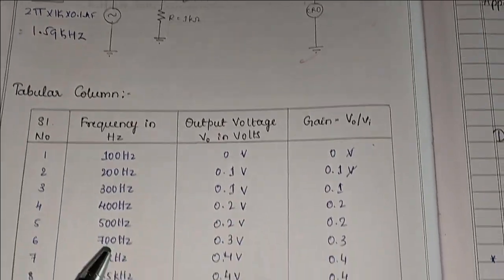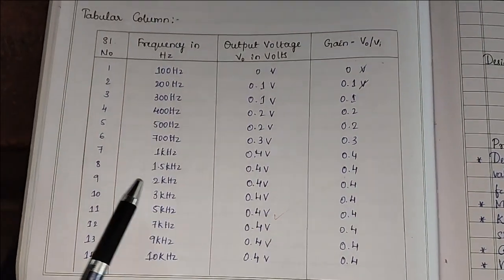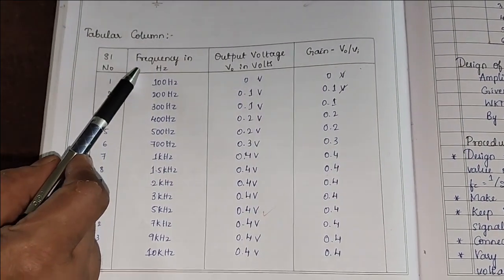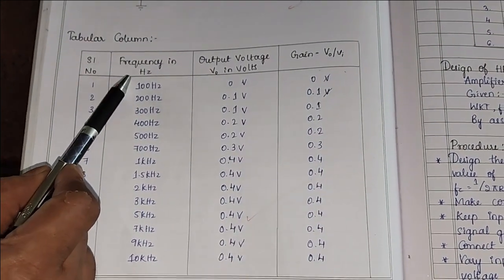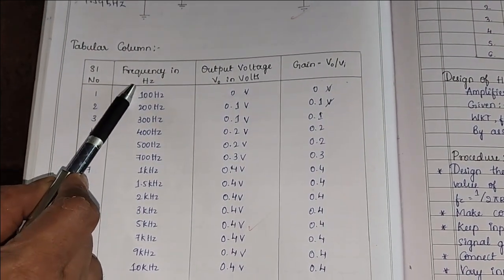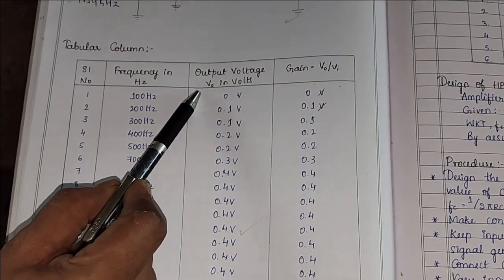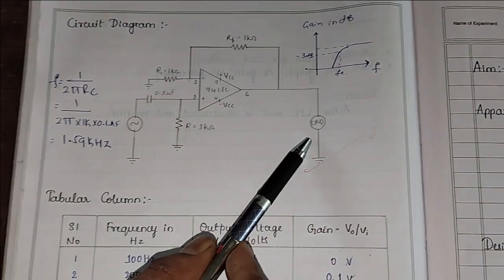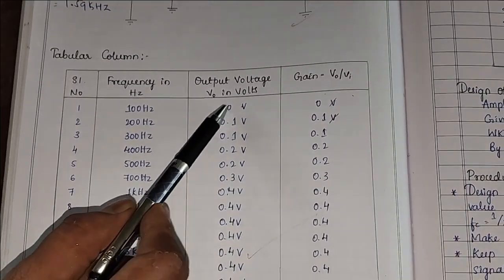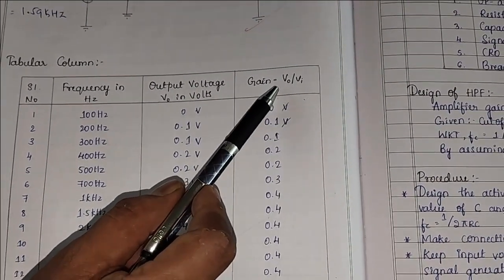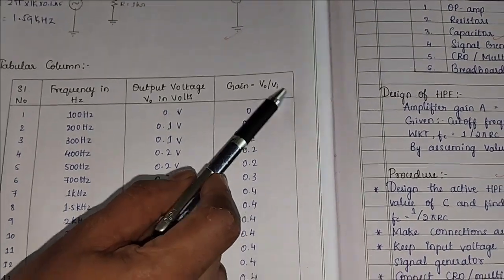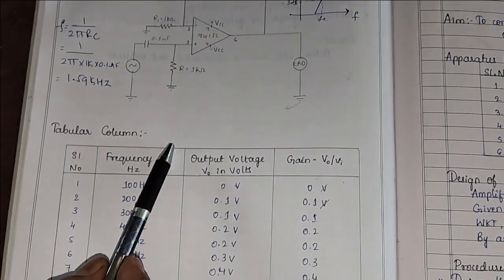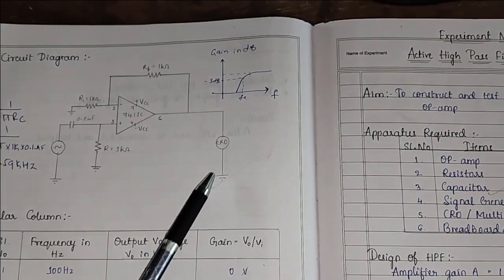For the sake of convenience, we have noted down some readings. In this tabular column, we can observe the applied frequency, which we apply from the function generator, and this is the output voltage. We observe this output voltage at pin number 6 in the CRO. At the same time, we calculate the gain, which is V0 divided by Vin. Here the input voltage is 1 volt and we observe the output.